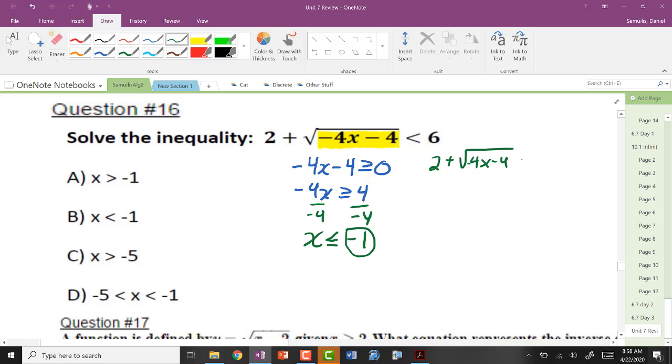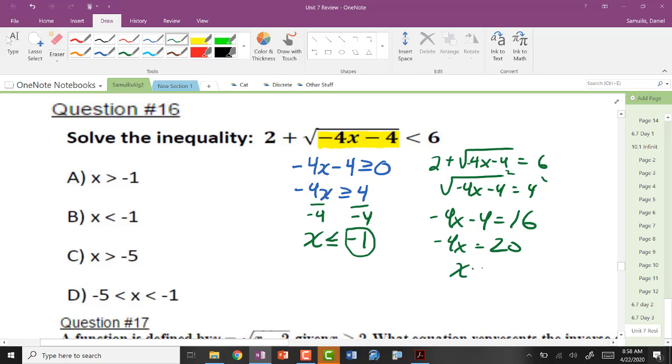I'm going to subtract 2, square both sides, add 4, divide by negative 4, you get negative 5. So obviously we have the answers there. Let's just not willy-nilly pick one. Let's figure out which ones are actually correct.